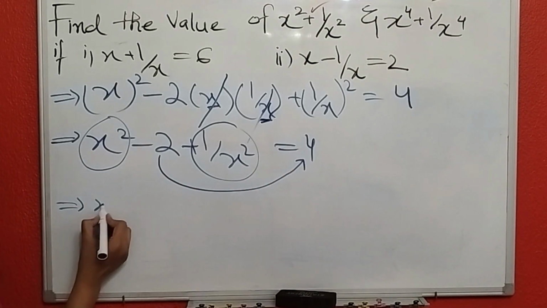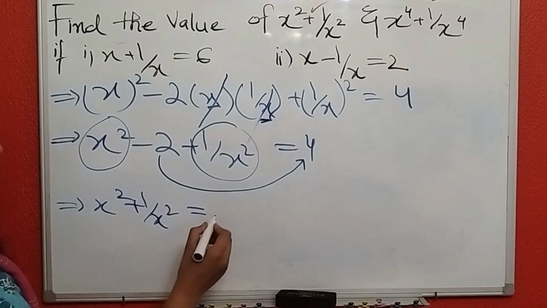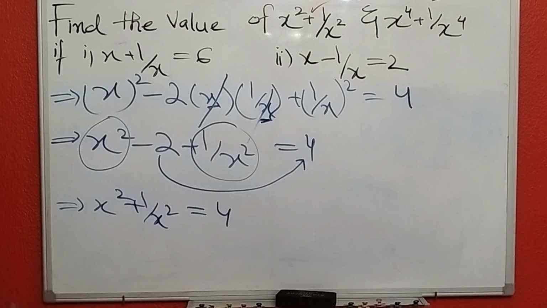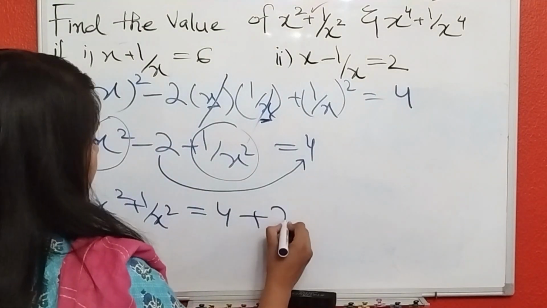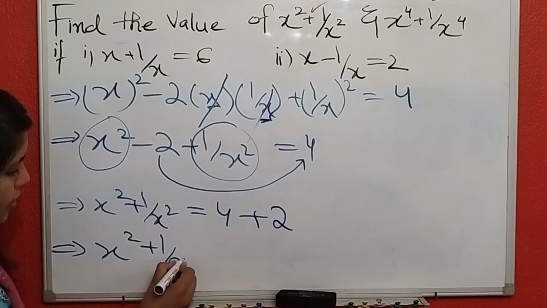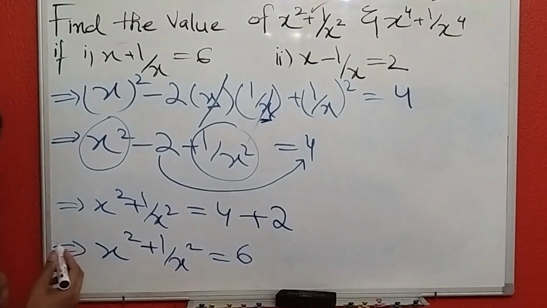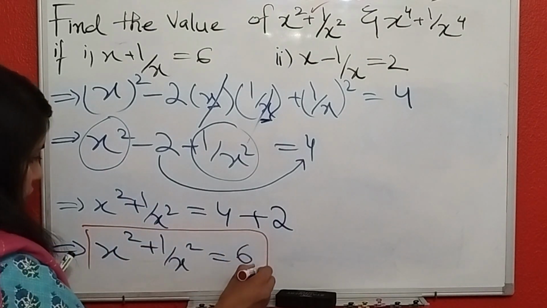So x square plus 1 over x square is equal to 4, and whenever you are shifting any value to the other side of the equal to, then you should convert the sign. Here this value has minus sign, now this value has plus sign. So x square plus 1 over x square is equal to 4 plus 2 is 6. So this is the answer of this part. I am highlighting this part here. Okay.